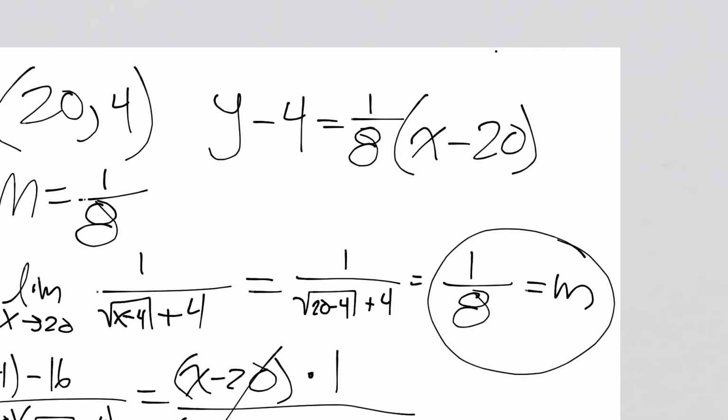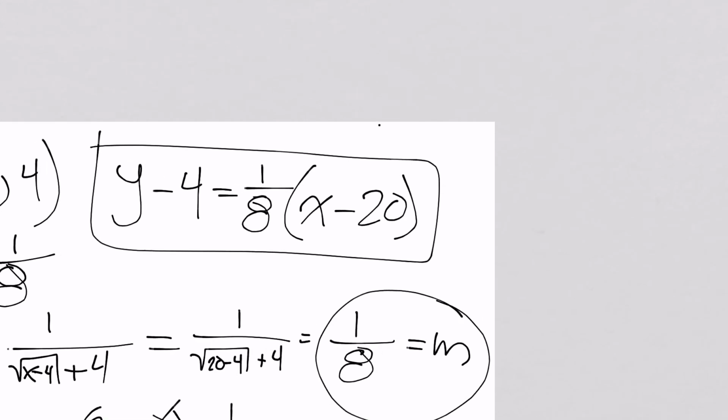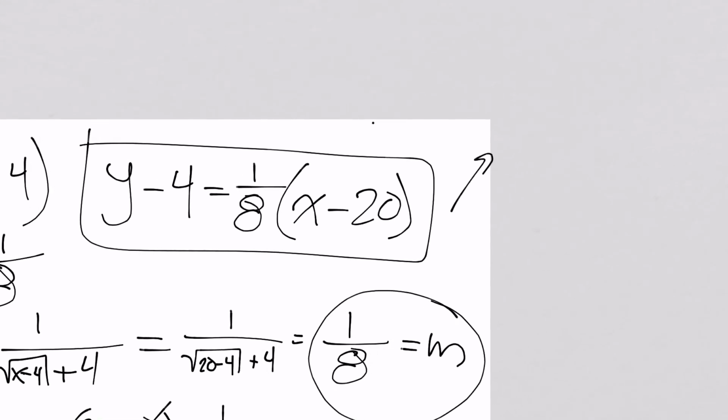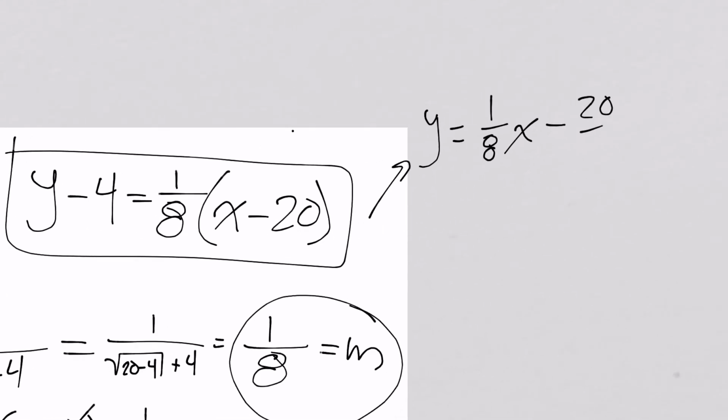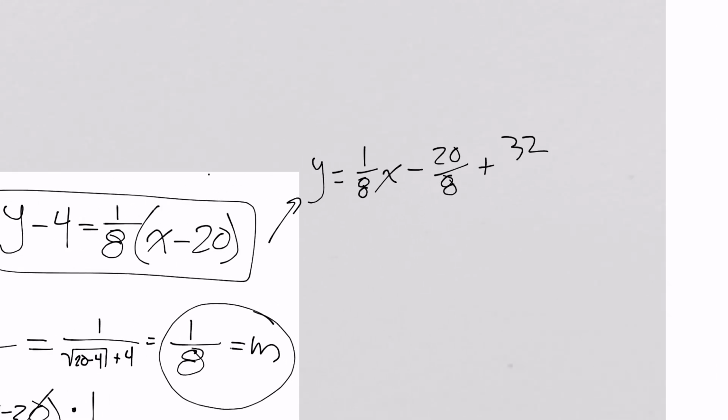So you can totally stop right there, or if you want to, you could put it into slope-intercept form. So solve for y. y equals 1/8 x minus 20/8. Add that 4 over, which is 32/8.